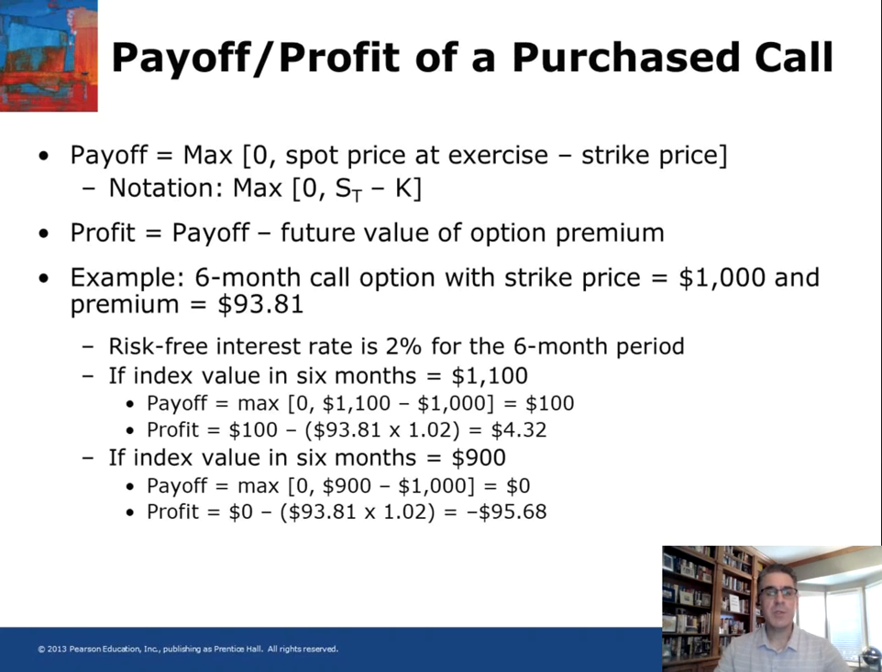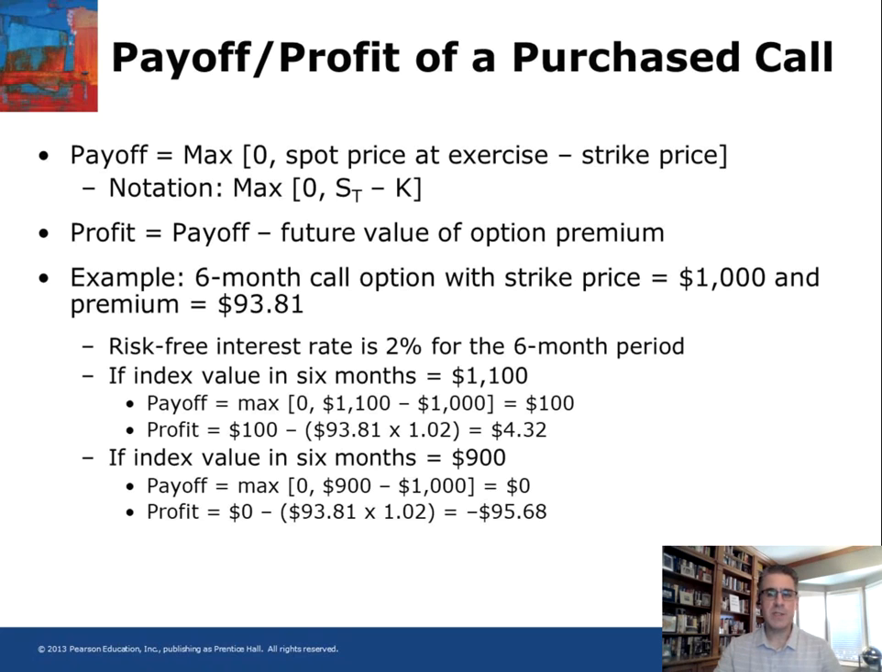The payoff of an option is the amount of cash that changes hands upon exercise of the option. For a call option, the payoff is the market price of the underlying asset at exercise minus the strike price. There's a floor of 0 because if the asset price was less than the strike price, then the buyer would simply not exercise the option. Our notation for the payoff is the maximum of 0 and S sub t minus K.